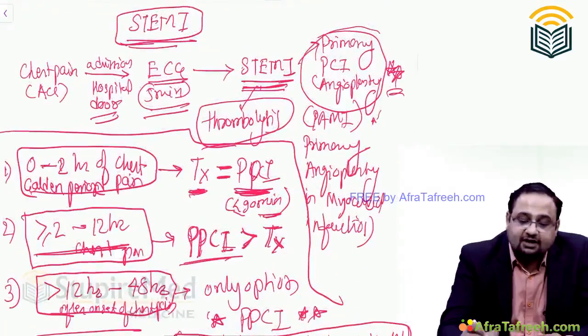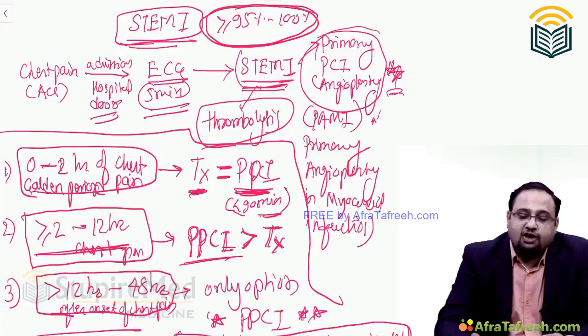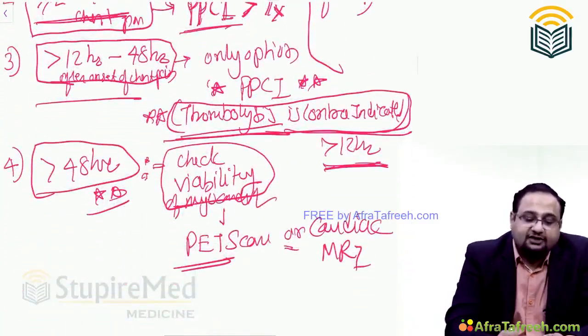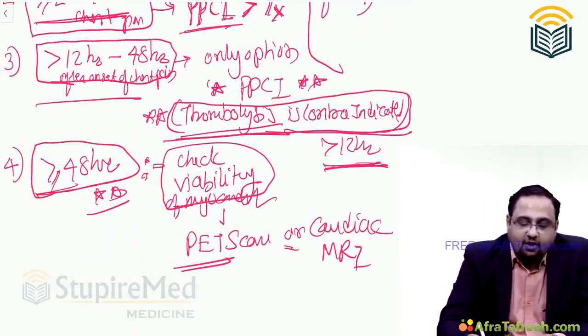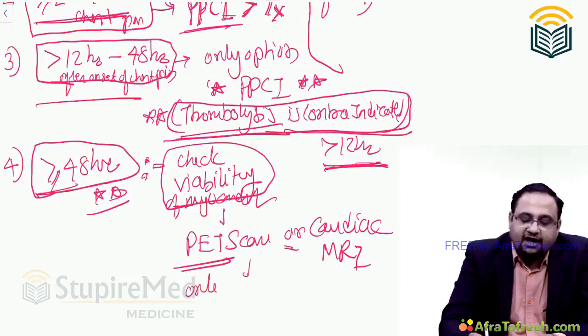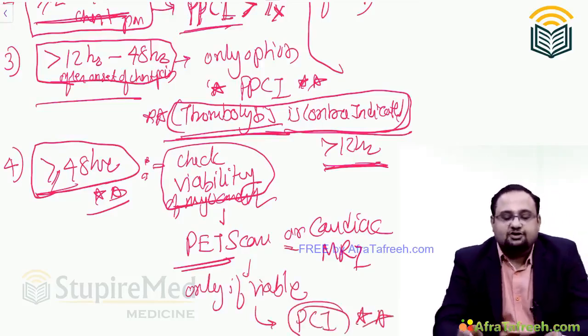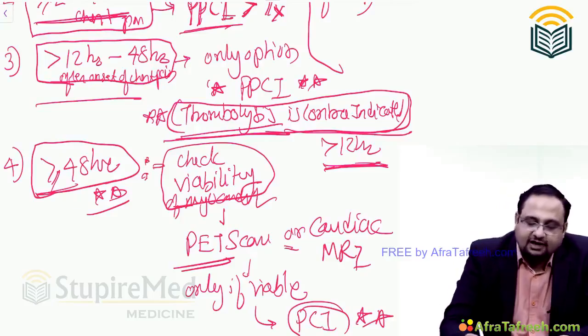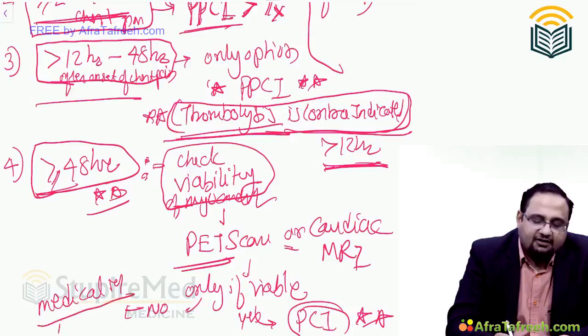We are studying STEMI, where the blockage is 95% to 100%, a completely occluded artery. If the artery is totally occluded and more than 48 hours have passed, first check the viability. Only if it is viable, then perform primary angioplasty. Otherwise, if it is not viable, then medical management using anticoagulation.